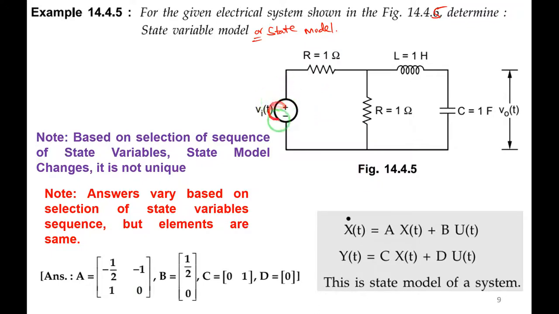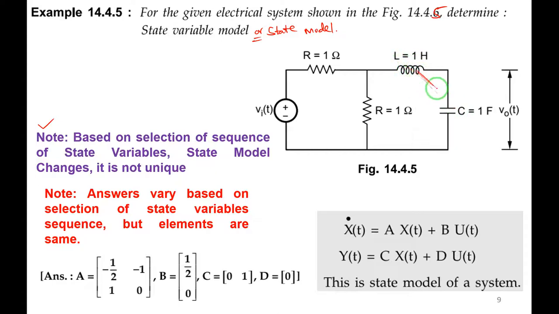Okay. Input is Vi. The resistor R is 1 ohm. The inductor L is 1 Henry. The capacitor is 1 farad, and this is the output voltage V naught of t. One more thing, please note these points. For every state model problem, the state model changes based on the selection of the sequence of state variables. It is not unique. How many energy storage elements are there in this network? One is an inductor and another is a capacitor, meaning two state variables. I can take the current through the inductor as x1 and the voltage across the capacitor as x2. Or another way, I can take the voltage across the capacitor as x1 and the current as x2.